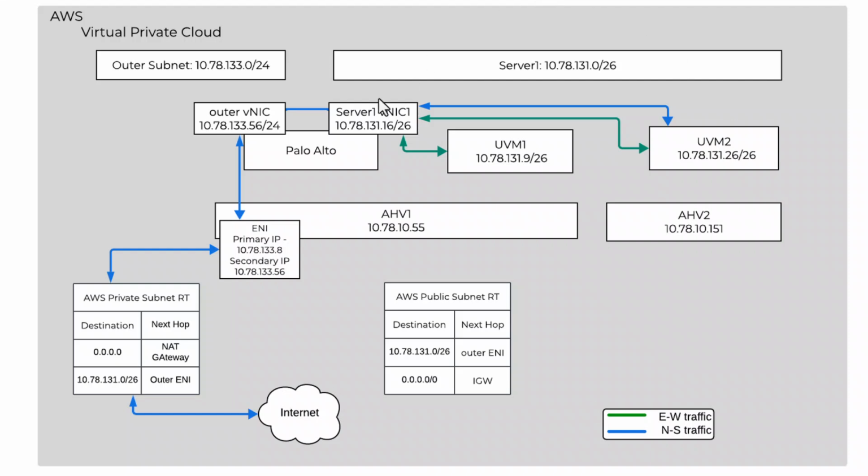And then we see the outside NIC, which is 133.56/24. And as soon as that command is run, we are going to see an ENI appear. So that will allow us to get a route for our inside traffic to go back to the outer NIC of the Palo. So in our private route table, we'll see that appear here, 131.0/26, and then in the public route table as well, in case you have a VPN that you want to configure, and then there's a way for that traffic to get back to the Palo Alto.